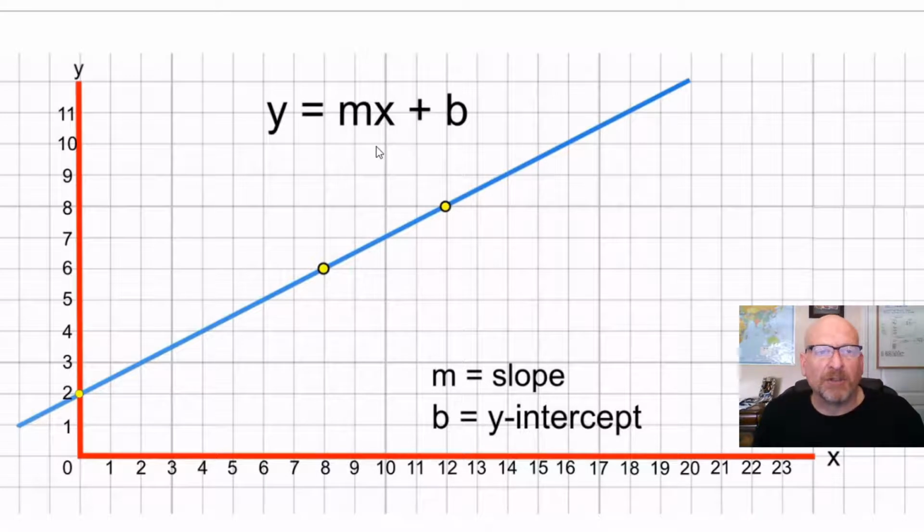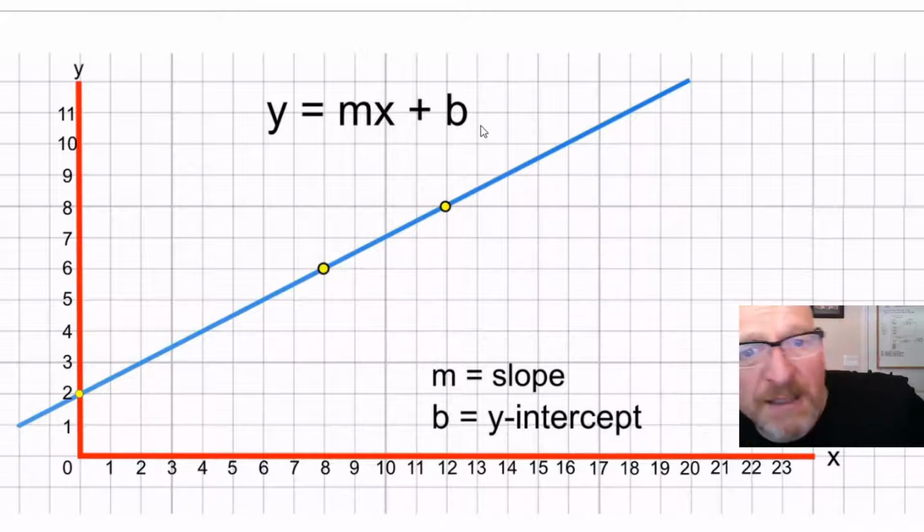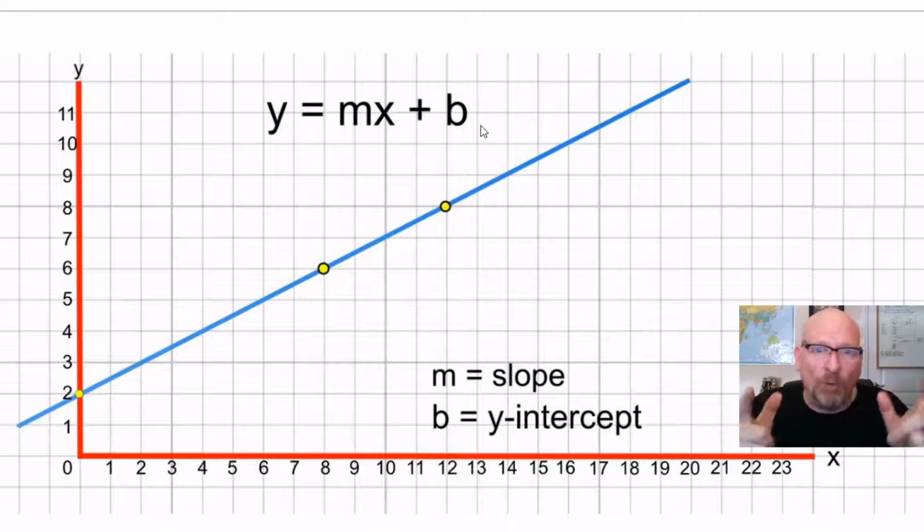We're going to end up with something that looks like y is equal to some number times x plus some number, so we need to figure out what those numbers are. Let's start with the easy one: b, the y-intercept. If you follow this blue line all the way down, the y-intercept is where that line crosses the y-axis. We know this because this is where x equals 0. So when x is equal to 0, we go up, and where that crosses, that's the point. In this particular case, that's 2.